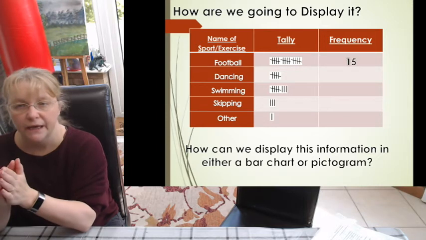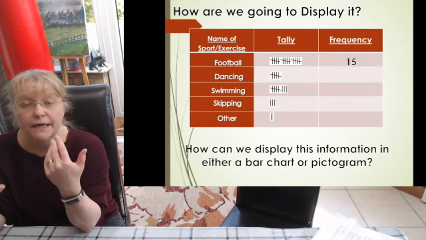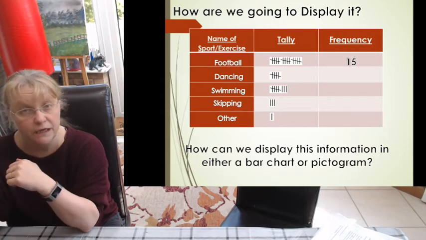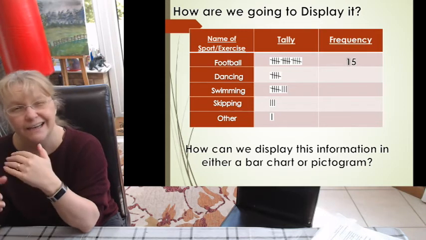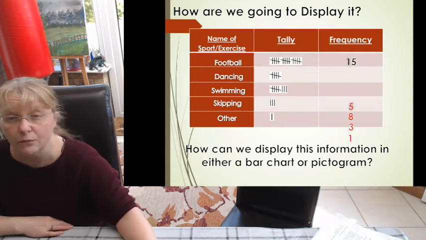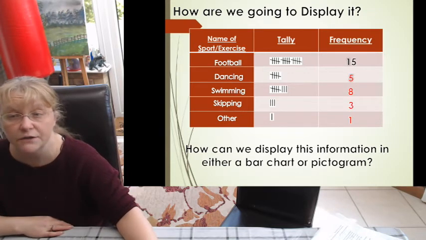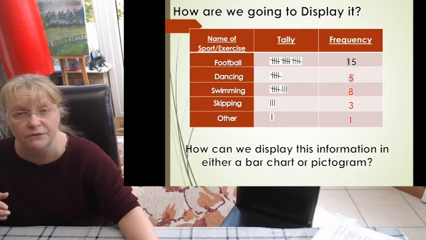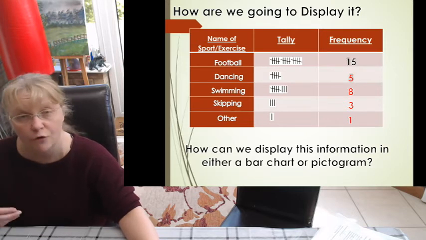What I would do is literally go around and ask what type of sports people play and do a tally chart of it. And I'd like to show that in a bar chart. So dancing was 5, swimming 8, skipping 3, and other is 1. Now, how would we actually show this? We can either show this on a bar chart, which we've talked about before, or a pictogram.